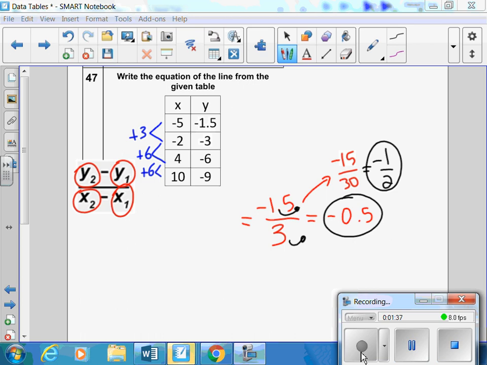On the other side, negative 1.5 down to negative 3, that's subtracting 1.5. Negative 3 to negative 6 is subtracting 3. And negative 6 down to negative 9 is subtracting 3.